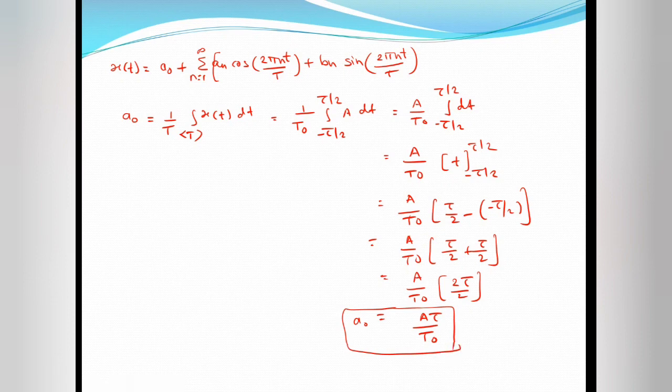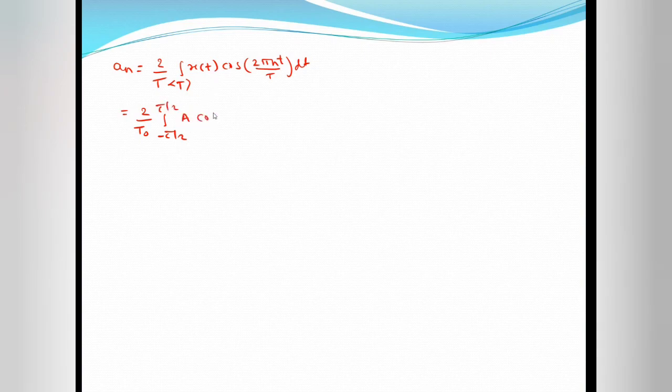Now let us calculate the second coefficient, which is the an coefficient. The formula for calculation of the an coefficient is given by 2 by T integration over the period T x of t into cos of 2 pi nt divided by T into dt. So this is the formula. Again we'll substitute all the values. So 2 divided by T0 integration minus tau by 2 to plus tau by 2, x of t is A into cos of 2 pi nt divided by T0 into dt.